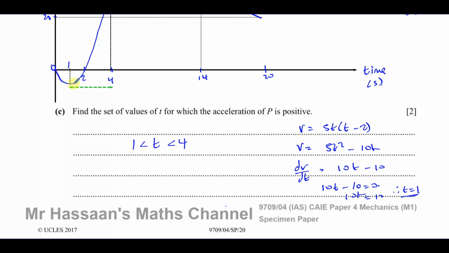But you can see visually even from the graph that these 2 points are the roots. So the x-coordinate of the vertex will be halfway between those roots. So whichever way, that's fine. It's only 2 marks, and that's part C.